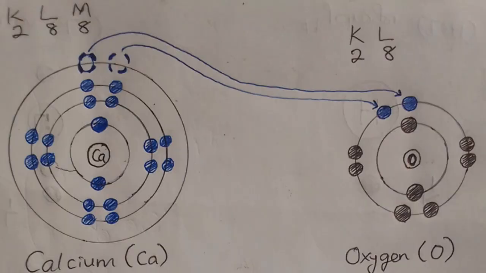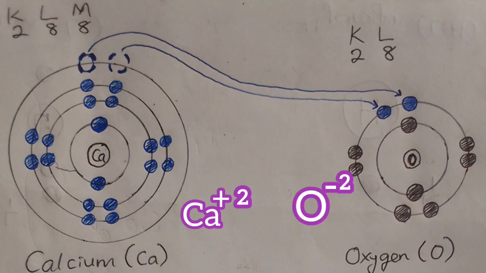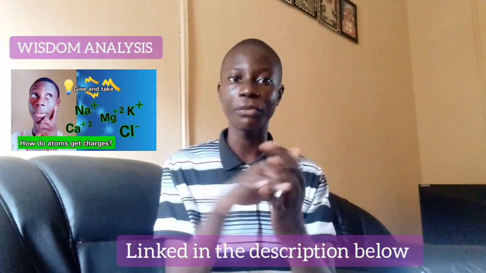So let's go straight to the calcium oxide. You can analyze the rest on your own. Calcium donating those 2 electrons to oxygen becomes a +2, while oxygen accepting those 2 electrons becomes a -2. Yeah, I know you understood that. But if you are still worried about how these ions are formed, I made a full video on how these ions are formed, linked in the description of this video.